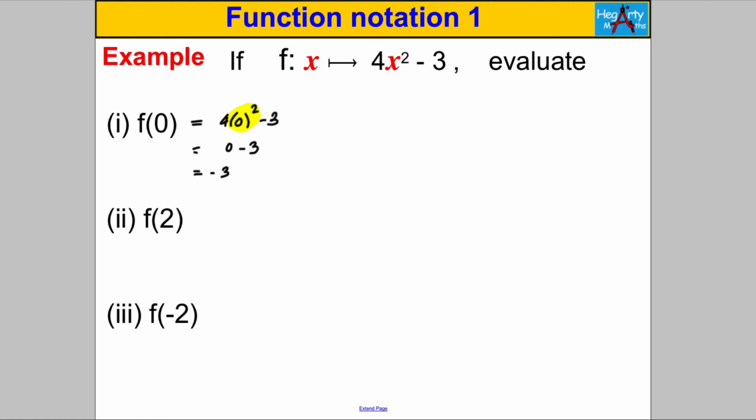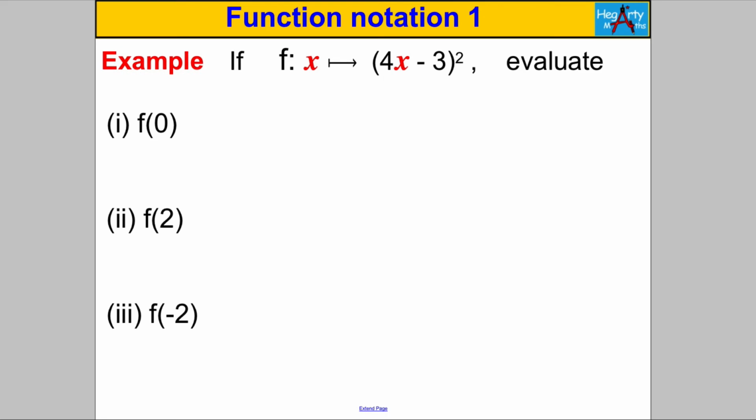Put in 2 now, that's going to be 4 brackets 2 squared take away 3. Don't forget to do the 2 squared first. 2 squared is 4, 4 times 4 is 16, take away 3, which is 13. And f of negative 2 is going to be 4 times negative 2 all squared, take away 3. Negative 2 squared is positive 4, so that's 4 multiplied by 4, which is 16, take away 3, which we know from above is 13.